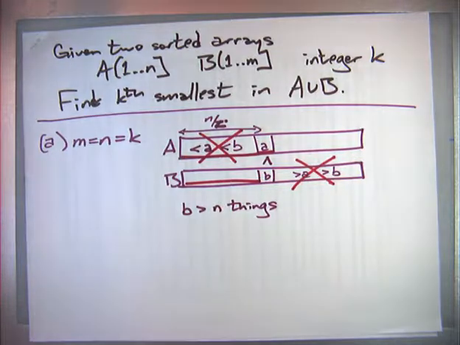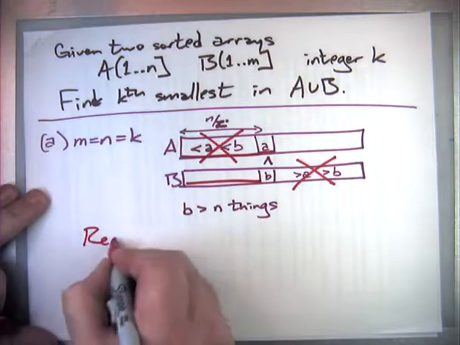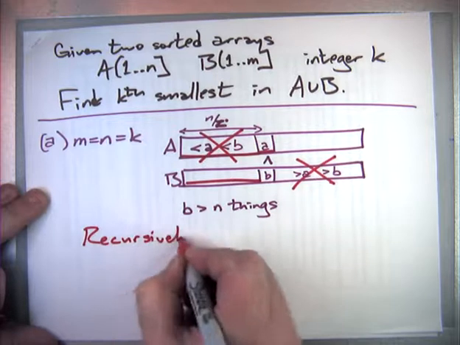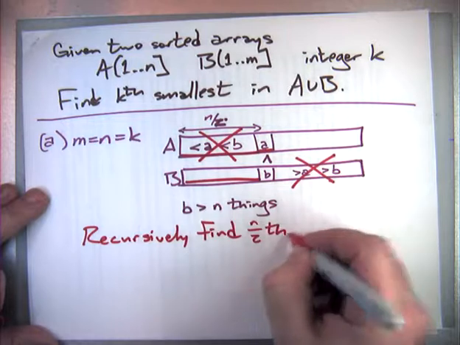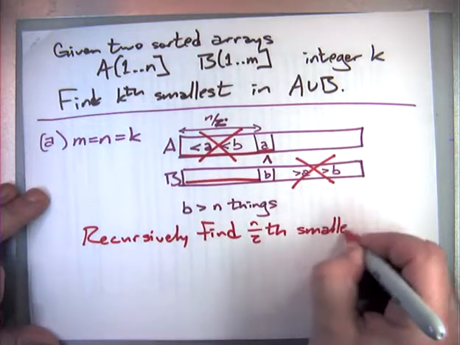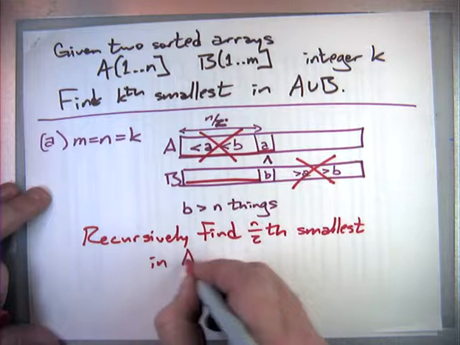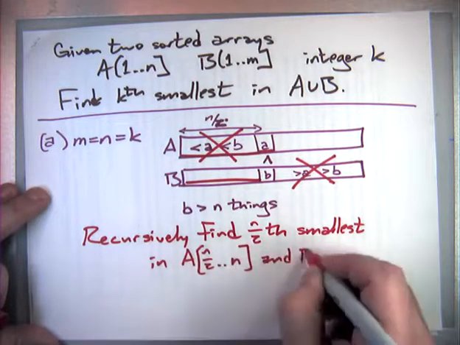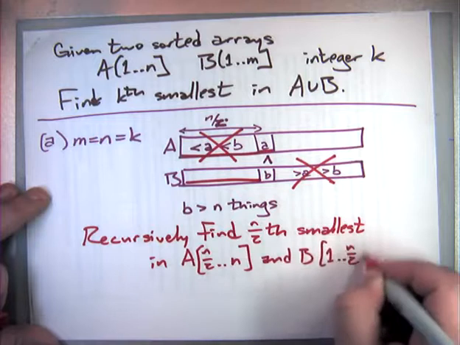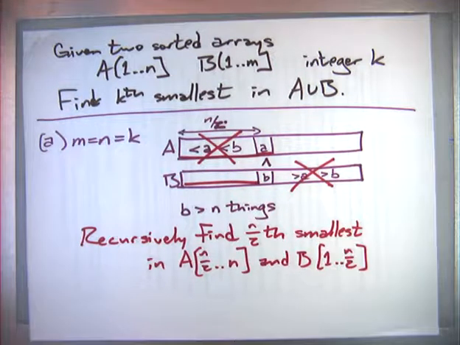In other words, now I recursively find the item with rank n over 2 in the arrays from A, n over 2 to n, and B from 1 up to n over 2. Right? And this is the same problem that I started with, but just with the size of the arrays divided by 2. Yes? How does this change if you have even-sized arrays?